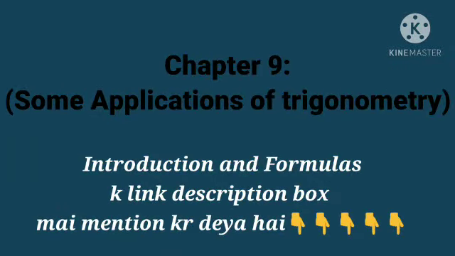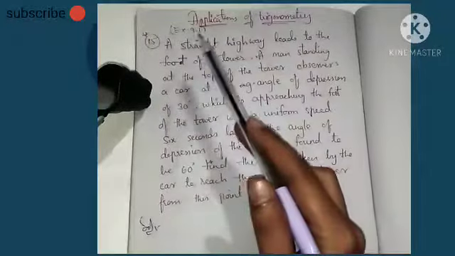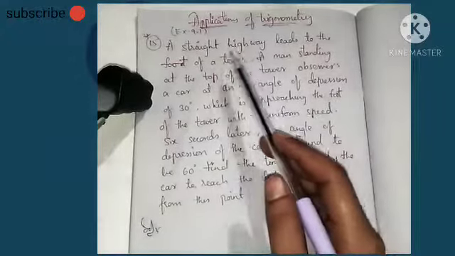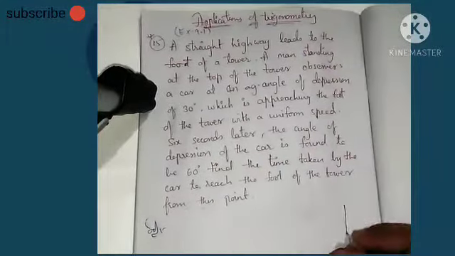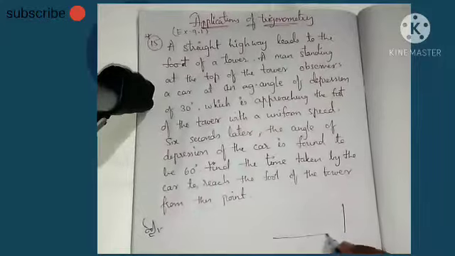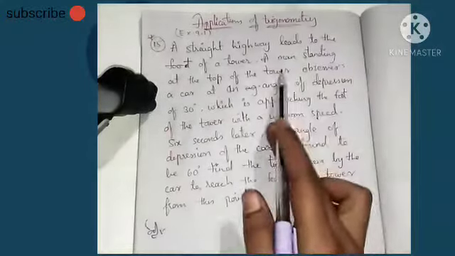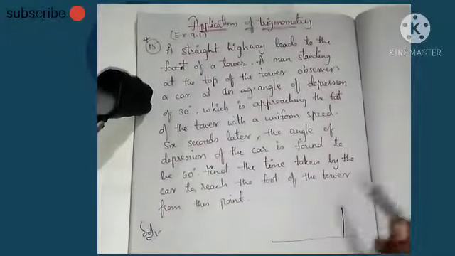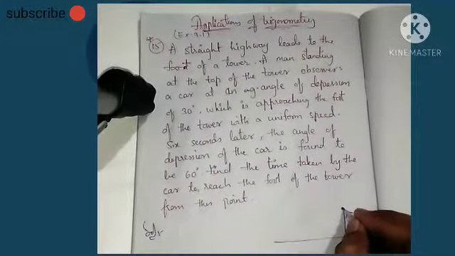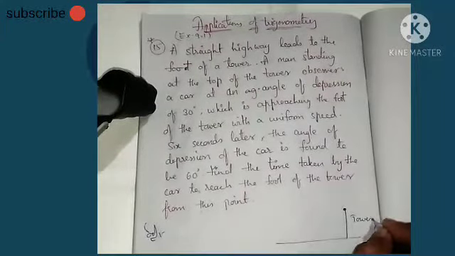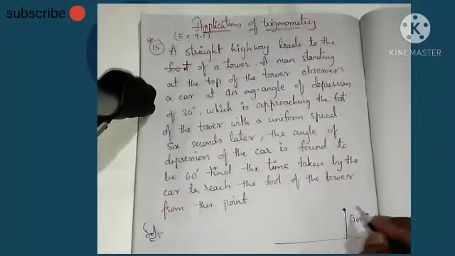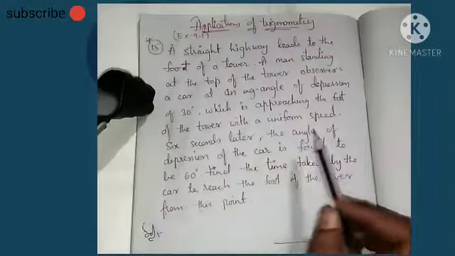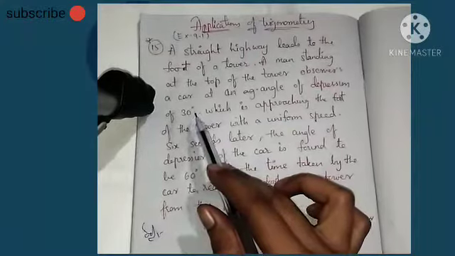Our today's chapter is application of trigonometry. 15th question, exercise 9.1. A straight highway leads to the foot of the tower. So here we have to draw a tower. Here ground, highway, and you can consider a man standing on the top of the tower observes a car. This is the top of the tower. The man observes a car at the angle of depression of 30 degrees. Angle of depression is 30 degrees.